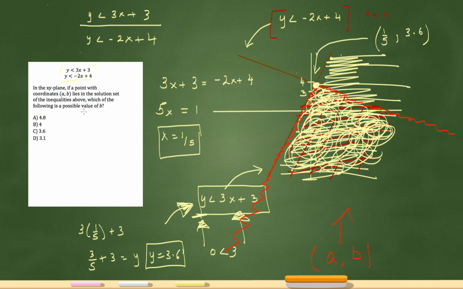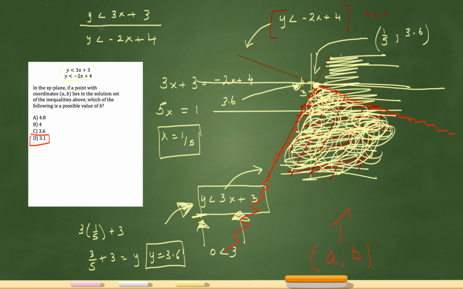Now the question is saying, which of the following is a possible value of b. See how that y value right there we figured out is 3.6? That's the highest y value I can possibly have. So if I were to cut this off right there, see how all the solution sets are right below this line? That means all the y values are below 3.6. So the only possible value of b that I can infer from the answer choices is answer choice D.